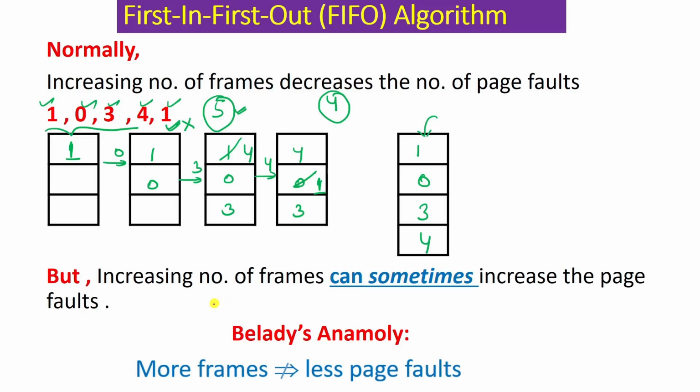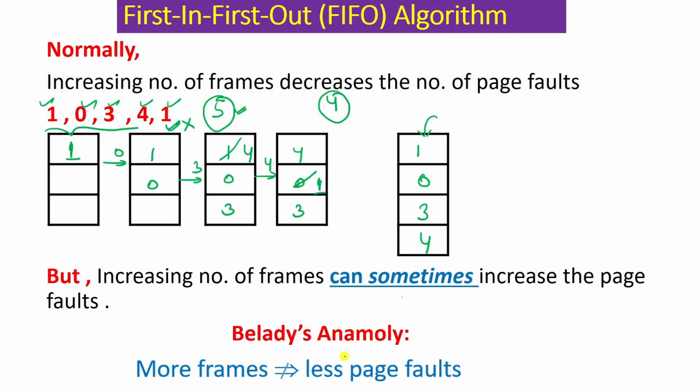But sometimes it happens that when we are increasing the number of frames, it can increase the number of page faults. Okay, and this is Belady's anomaly. Anomaly means unusual behavior. So this type of behavior is shown in FIFO page replacement algorithm. FIFO actually suffers from Belady's anomaly. Belady was a scientist who found this observation that with the increase in number of frames in the FIFO algorithm, sometimes the number of page faults can increase.